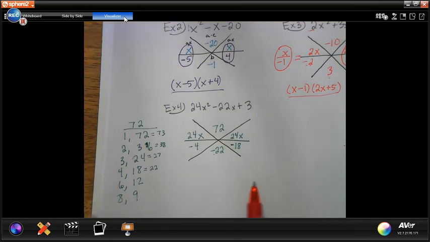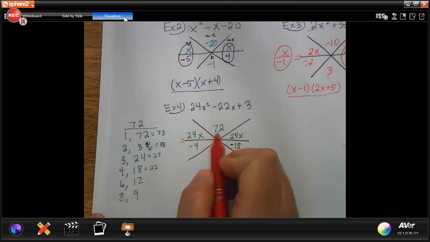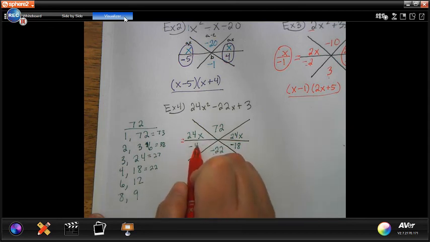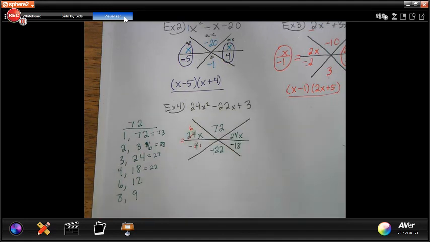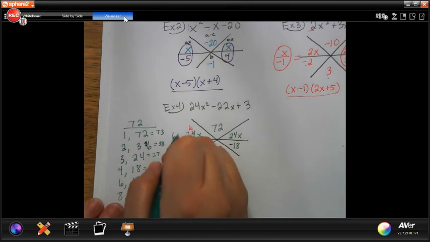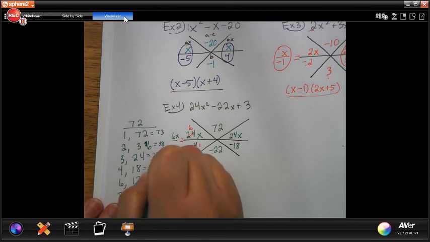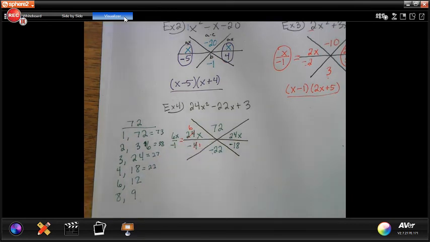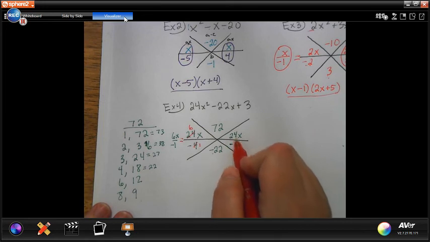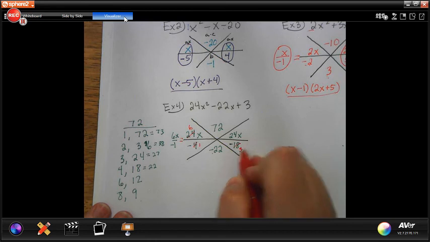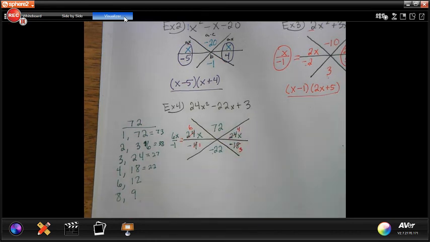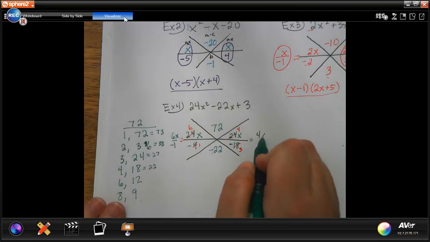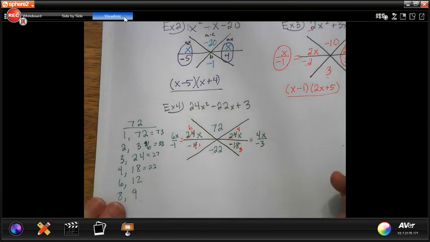And I'm going to use a different color for this. So, see if it reduces. Well, 4 actually does reduce. 4 goes into itself once and into 24 6 times. So we actually get 6x over negative 1. Here, 6 goes into 24 and 18. 6 goes into 18 3 times, and 6 goes into 24 4 times. So the new fraction there would be 4x over negative 3.